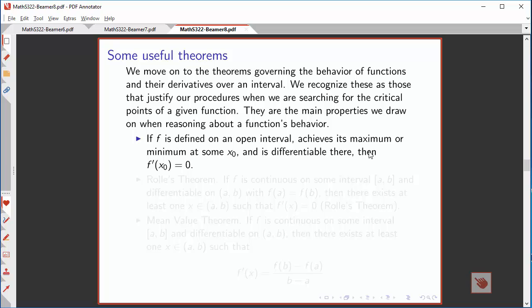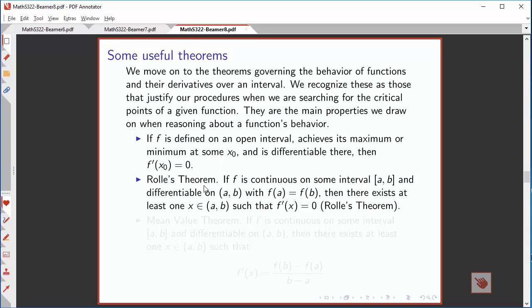If the function is defined on that open interval, has its maximum or minimum at some x0 in the open interval, and is differentiable there, then the derivative has to be 0. You can't have a maximum or minimum where the function has a derivative that's different from 0. It's entirely possible to have a maximum or minimum at a point where the function fails to be differentiable.